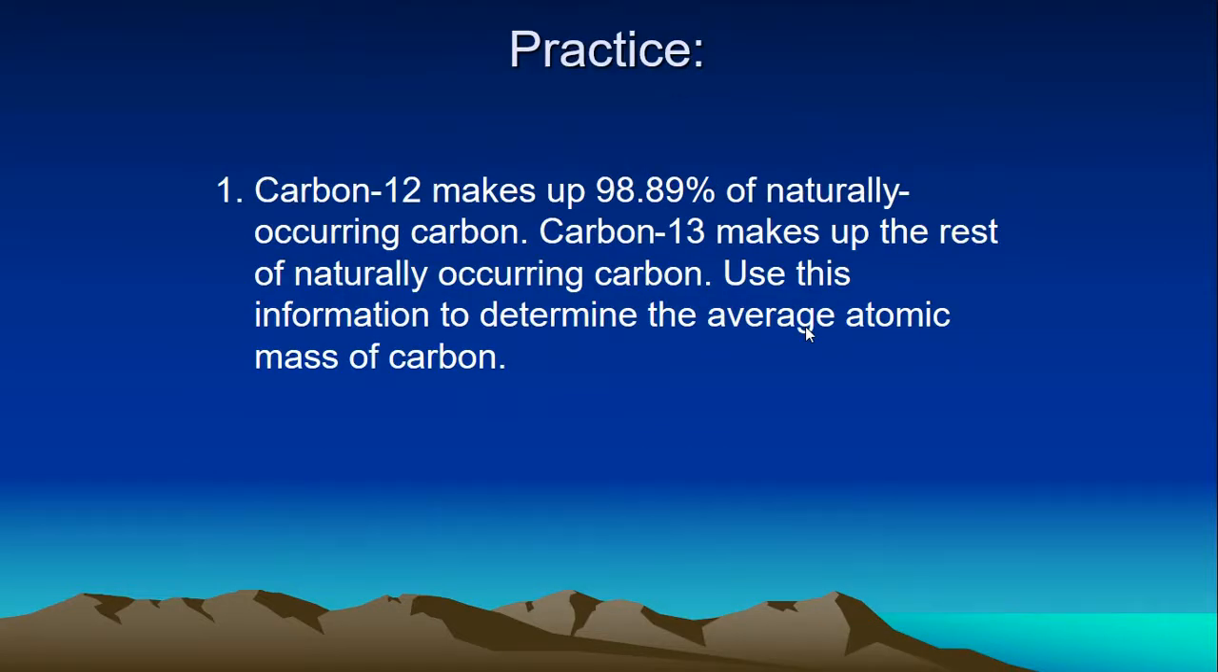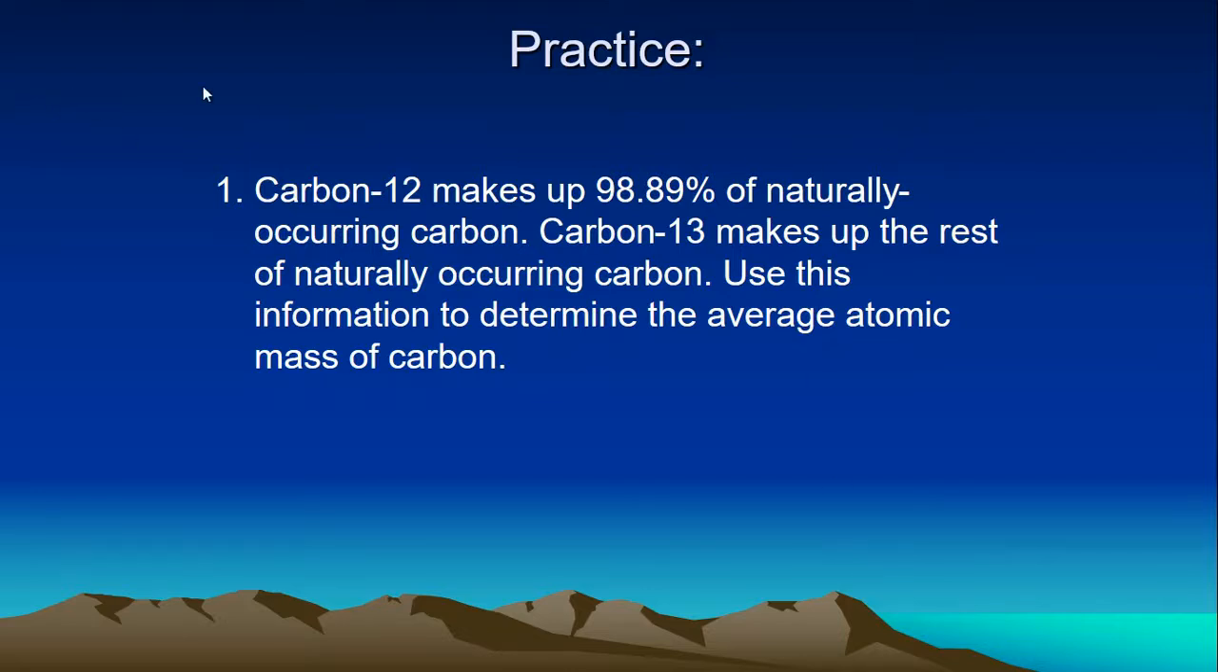Okay, let's try another one. Carbon 12 makes up 98.89% of the naturally occurring carbon. Carbon 13 makes up the rest of the naturally occurring carbon. Use this information to determine the average atomic mass of carbon.